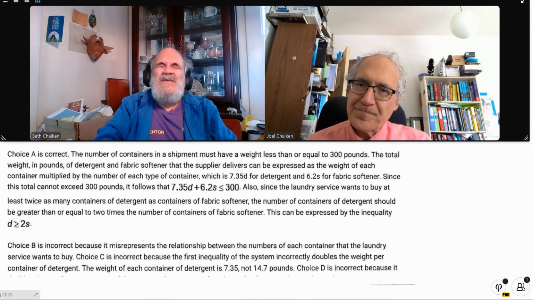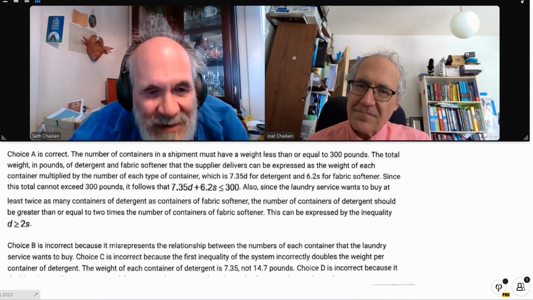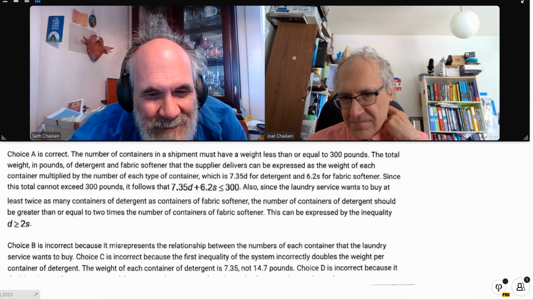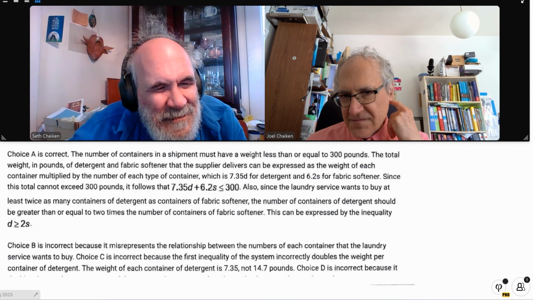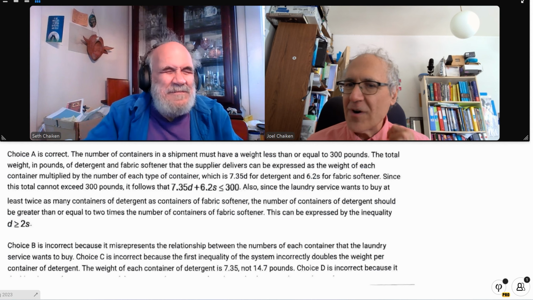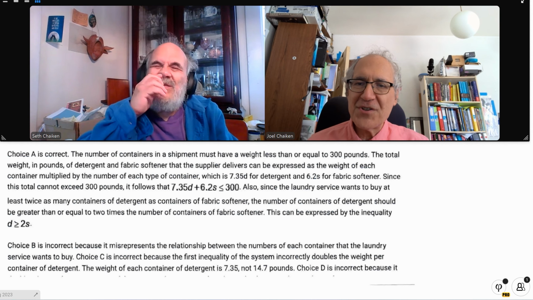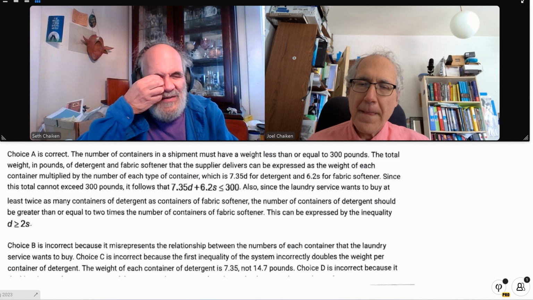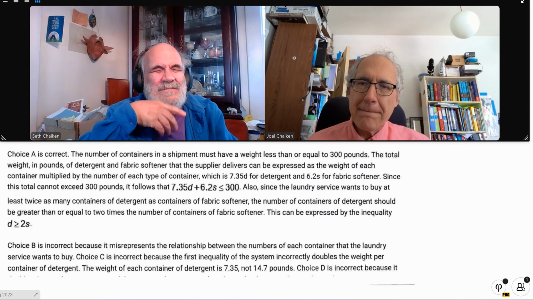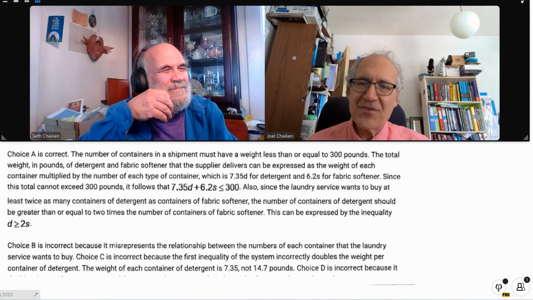One container of detergent. Twice as many containers. Detergents have to be more. There are more containers. What if you have one container of fabric softener? Right. And you want twice as many containers of detergent.